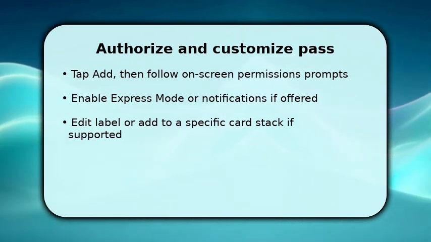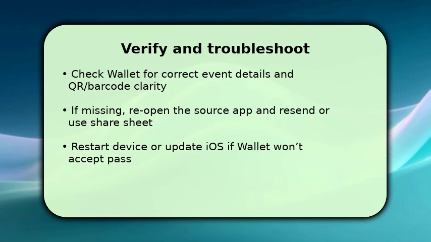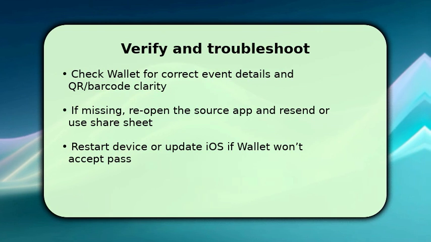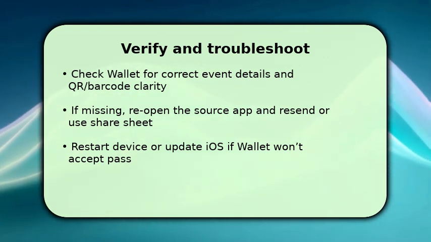Finally, verify the pass in Wallet. Confirm event name, date, seat, and that the barcode or QR code scans clearly. If the ticket didn't appear, return to the source app or email, tap Share, then choose Add to Apple Wallet again. Sometimes resending fixes server hiccups.